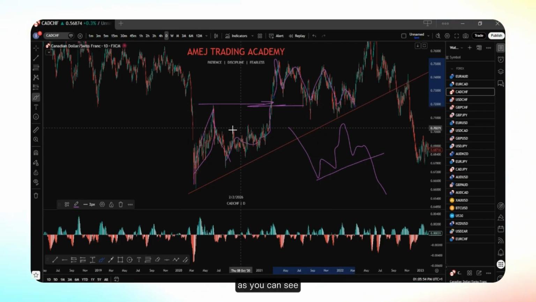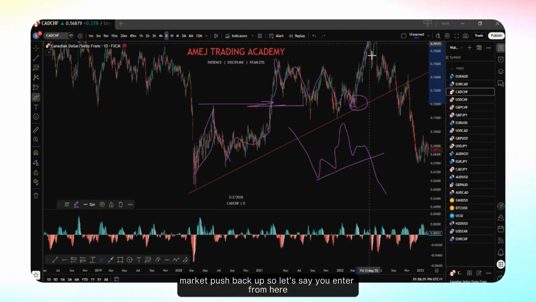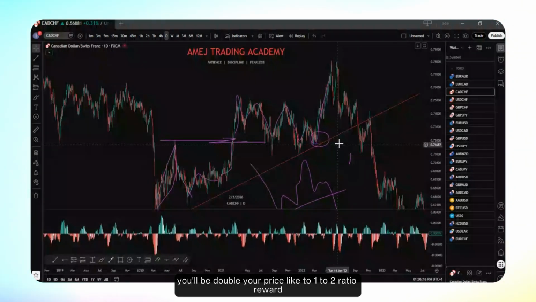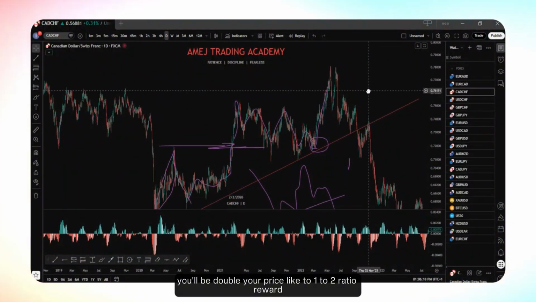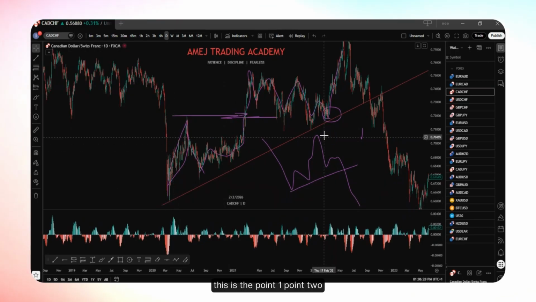As you can see, once the market gets to this spot, what do you see? The market pushes back up. So let's say you enter from here as somebody that's trading breakouts. Once the market moves here, from here you double your price, like 1 to 2 with your reward. The market continues going up. This is the point 1.2.